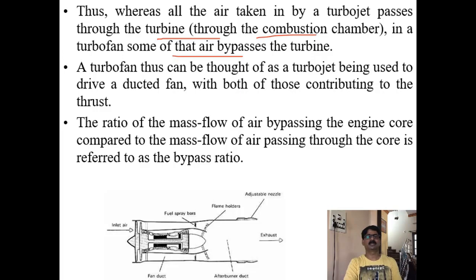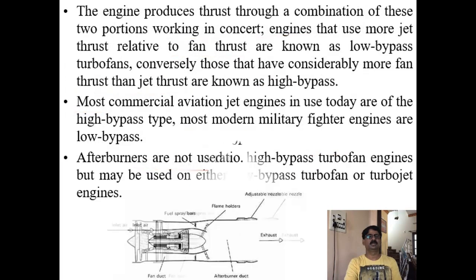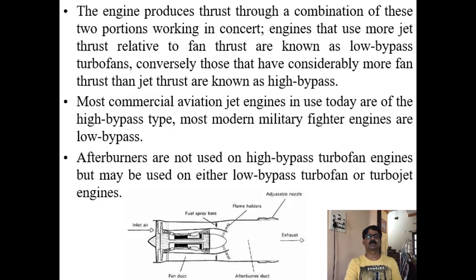A turbofan thus can be thought of as a turbojet being used to drive a ducted fan, with both those contributing to the thrust. So the ducted fan as well as the products of combustion will add to the thrust. The ratio of the mass flow of air bypassing the engine core compared to the mass flow rate of air passing through the core is referred to as bypass ratio. The engine produces thrust through a combination of these two portions working in concert.